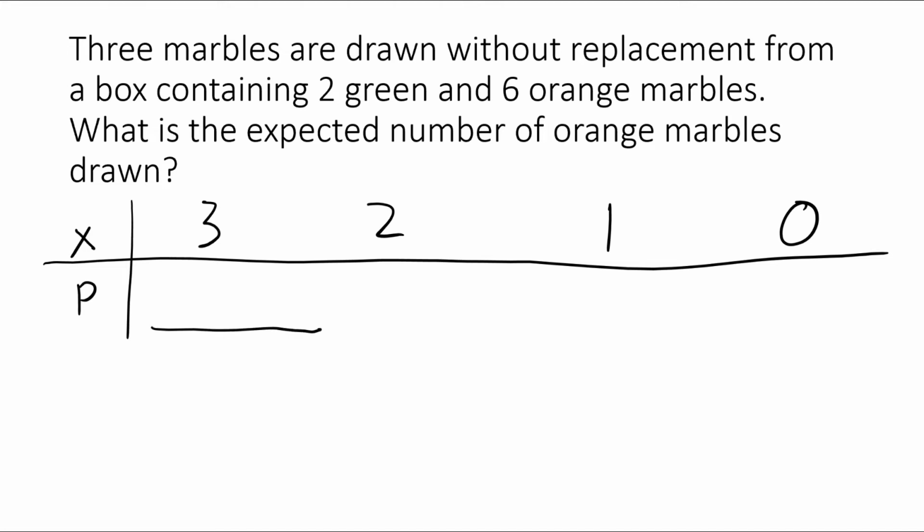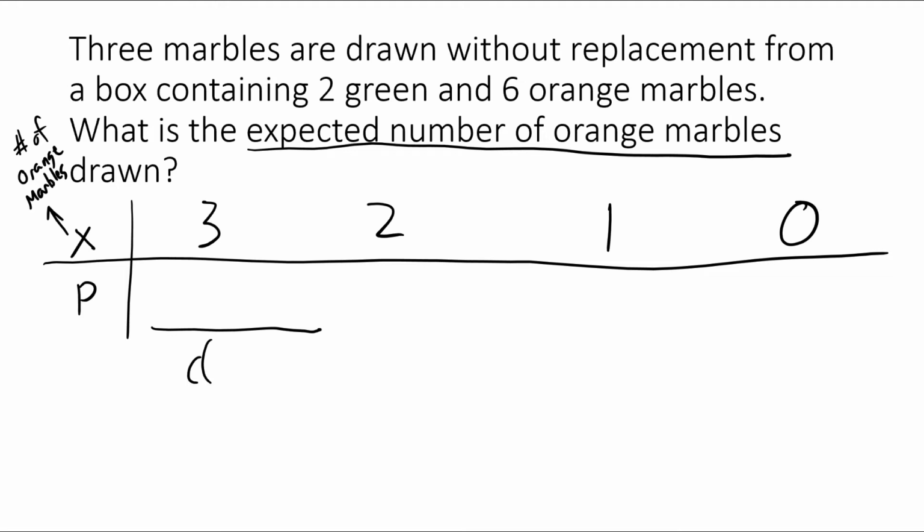All right, so drawing 3 orange marbles. As a reminder, x is going to be the number of orange marbles, because that's what we're looking for. We're looking for the expected number of orange marbles. So when we have the 3 written there, that is 3 orange marbles. All right, so our denominator would be the totals. That'd be combination, there are 8 marbles total, 2 green, 6 orange, and we are selecting 3 of them.